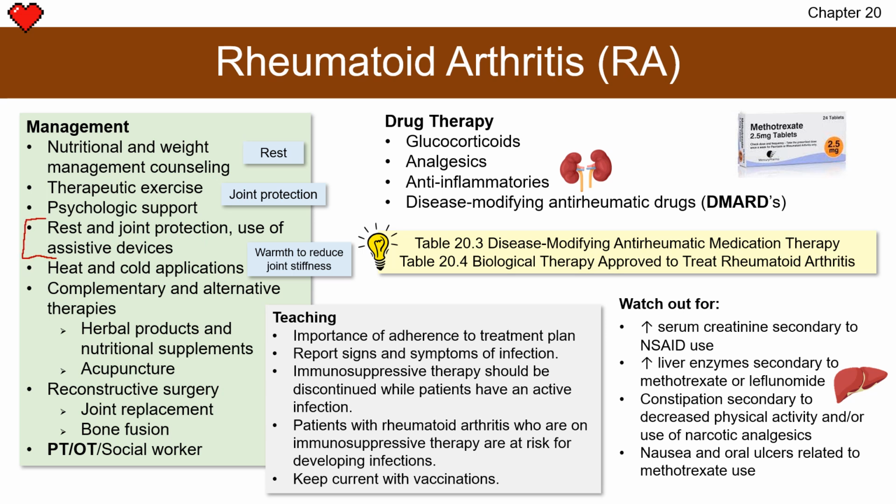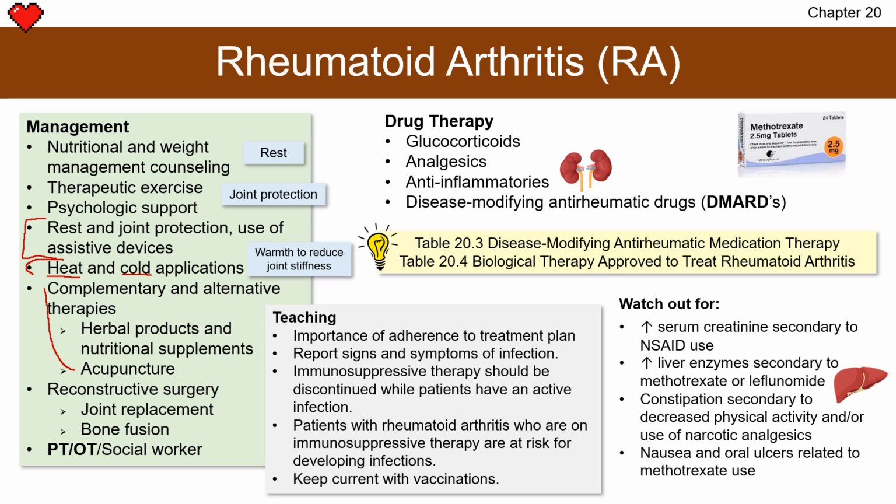Heat and cold applications. So remember, these patients are going to wake up very, very stiff, lots of joint stiffness, and heat is the magic for that. So we can recommend them taking a nice warm shower in the morning, and that can relieve a lot of that joint stiffness. Cold is for inflammation. Heat is for stiffness, relaxation. They also may opt to do the CAM approach, complementary and alternative therapies, so that's also an option for them.